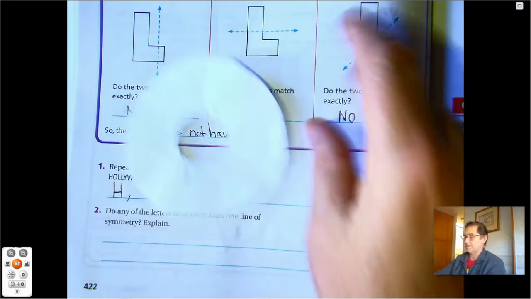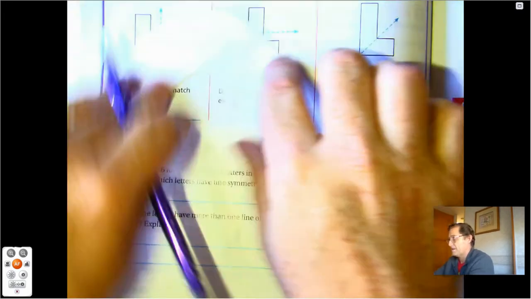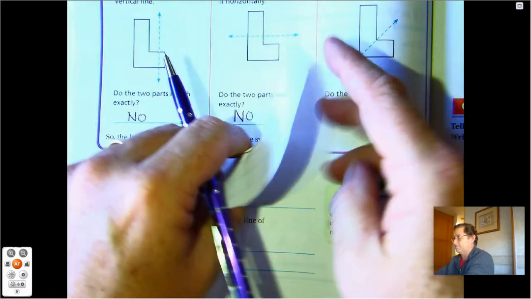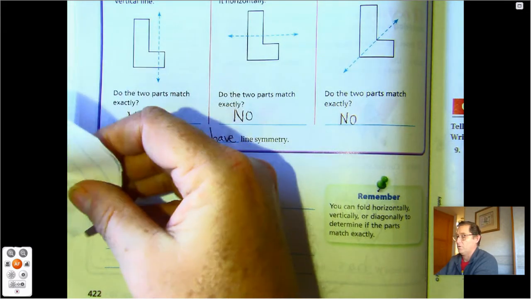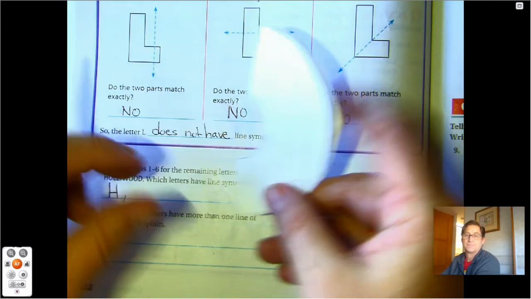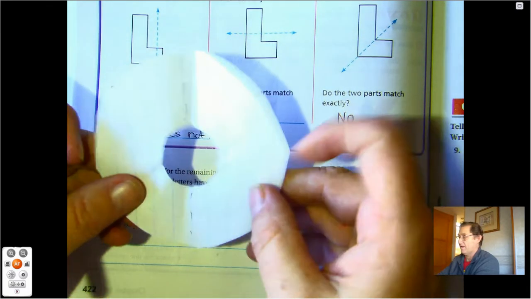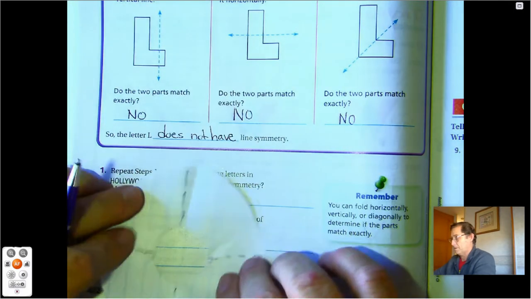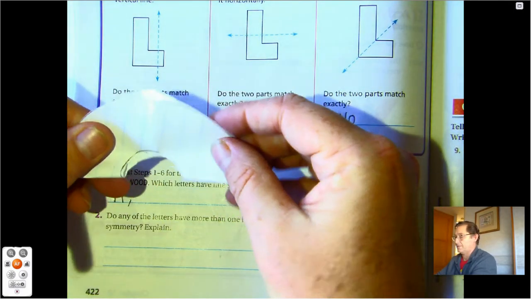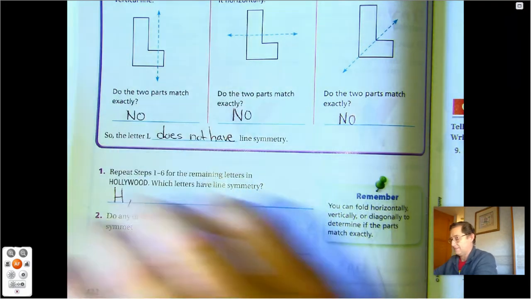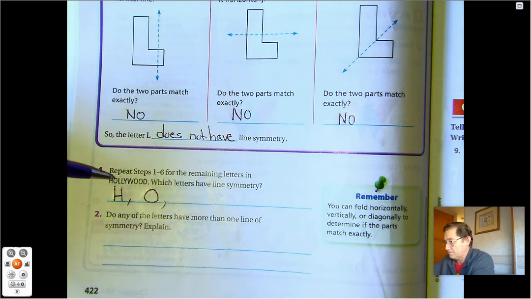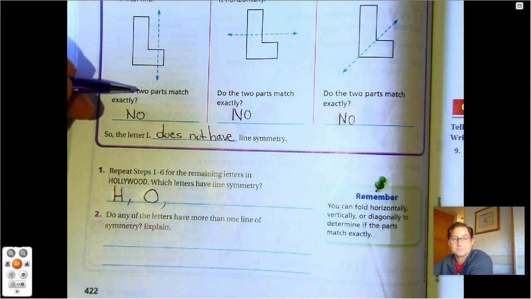How about the O? The O should be fairly simple, right? Can I divide it straight down the middle? Sure. Okay. When I fold it over, it matches. How about horizontally? Yep, it works that way too. So O has 2 lines of symmetry. All right, the L we already did. It didn't have symmetry. So the HOL. How about Y?